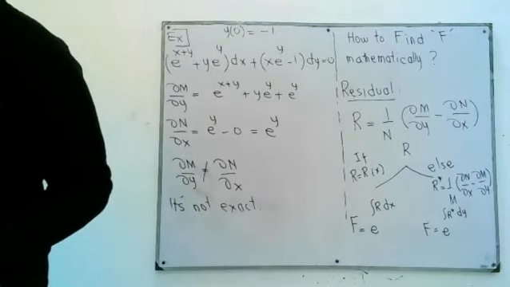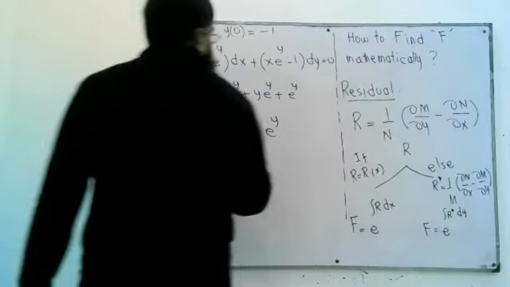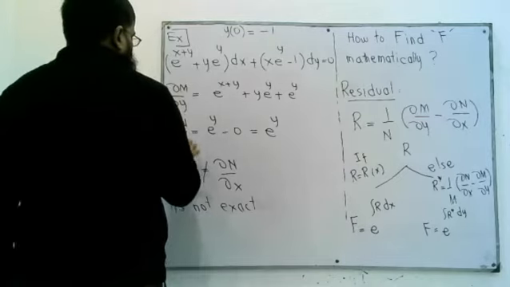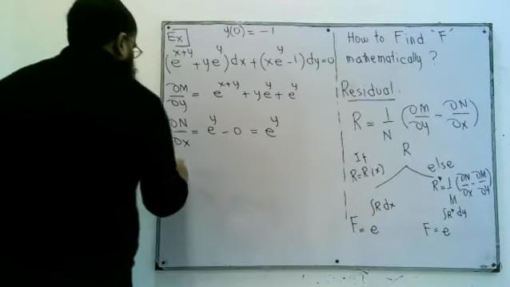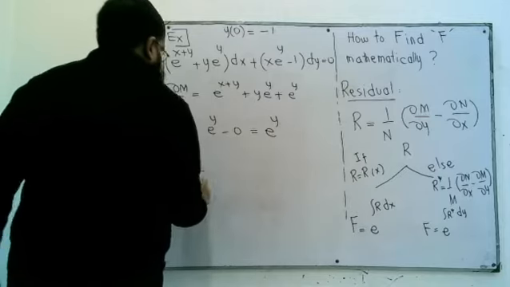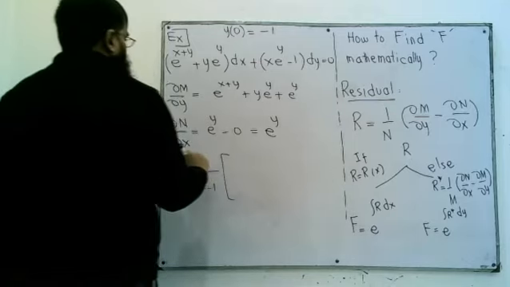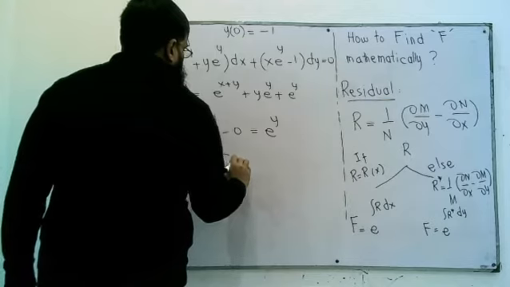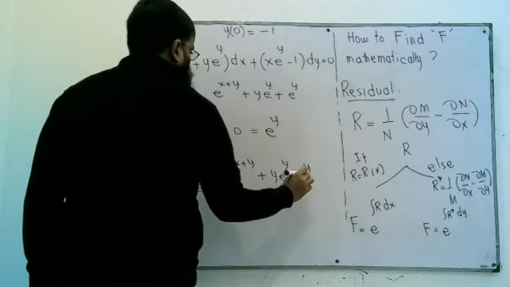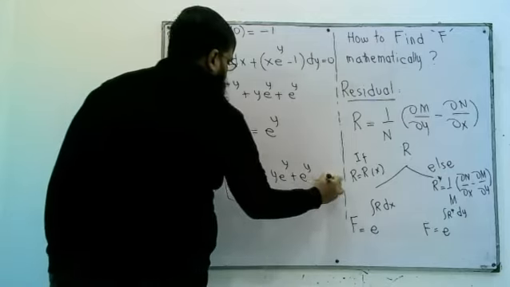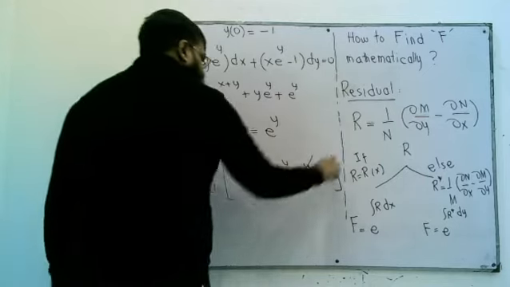So the residual term r is 1 over n times (partial m over partial y minus partial n over partial x). We have already computed partial m over partial y and partial n over partial x, so we can compute r straight away. r is 1 over n, which is x e to the y minus 1, times partial m over partial y, which is e to the x plus y e to the y plus e to the y, minus partial n over partial x, which is e to the y. And this e to the y minus e to the y, they cancel each other.